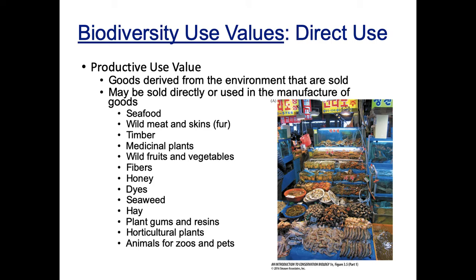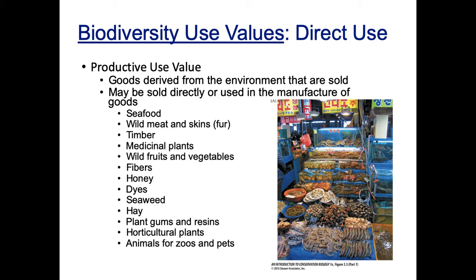So seafood is probably the most obvious. People go out with fishing boats, they gather fish and other types of seafood from the ocean, and they bring it back and sell it. So that is a really obvious productive use value. It also includes things like wild meat and skins, timber. This isn't necessarily timber grown on tree farms. These are if they went in a forest and cut down trees.